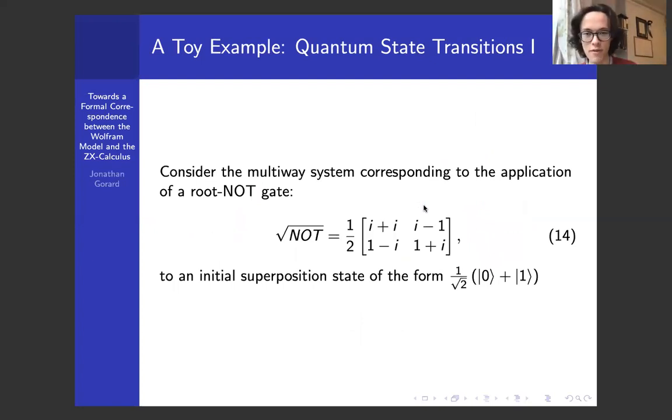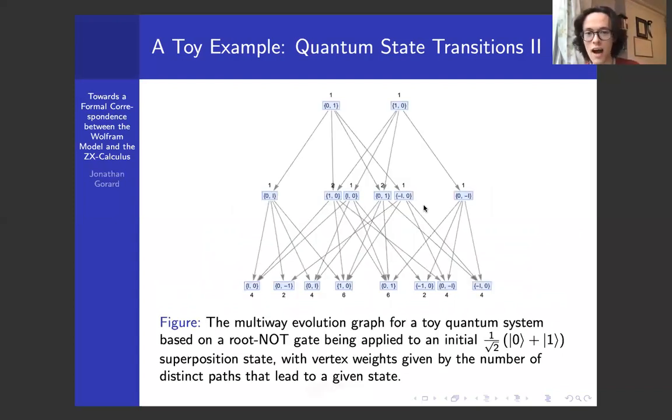So just to give you an example of how that works in a really trivial case, imagine if, instead of thinking about multiway graphs produced by hypergraphs, we considered multiway graphs produced by explicit quantum states. Well, then you could define an abstract rewriting rule based on, say, a square root of NOT gate, apply it to an initial superposition state of 1 over root 2 (ket 0 plus ket 1), and you would get a multiway evolution that looked like that. Here each evolution edge is showing you an individual rewrite produced by this square root of NOT rule. And the numbers here are showing you path weighting. So when you see a number like 6 associated with a particular state vertex, it's telling you that there are 6 independent paths that could have led you to that particular state.